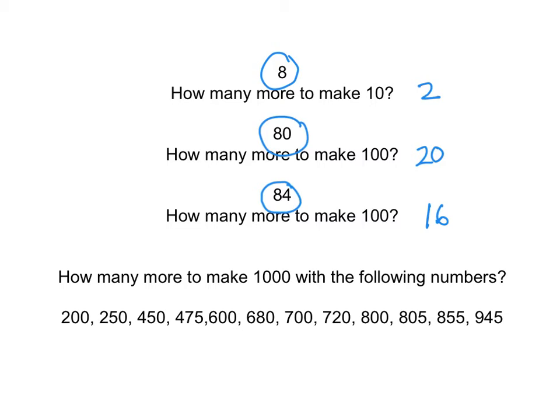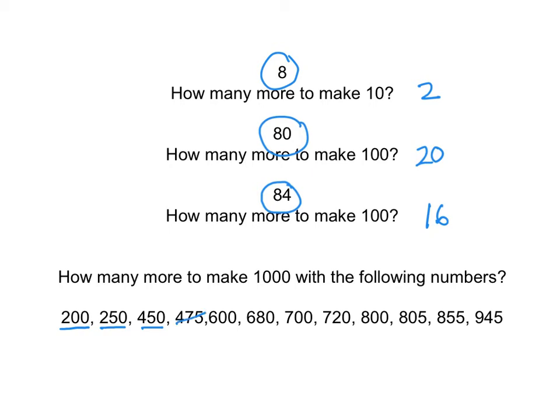Now we're going to try to make 1,000, and we're going to use the numbers that are down below. I'll underline them as we get to them so we can move along. So we're going to make 1,000 with these numbers. How do you make 1,000 with 200? 200 plus 800. How about 250? Well, we can just go from that 800 and subtract 50 and say, 750. 450? Well, for me, I go 50 more gets me to 500, and then I need 500. So that would be 550.